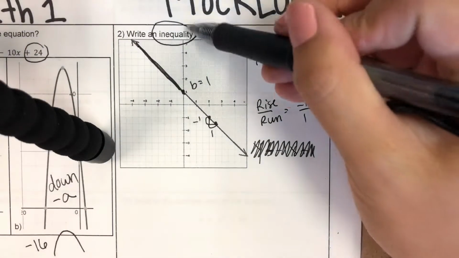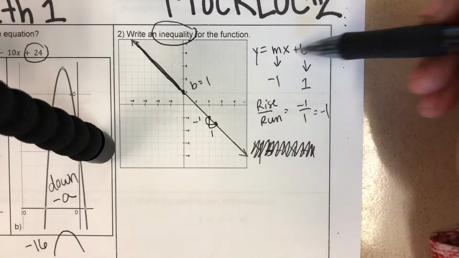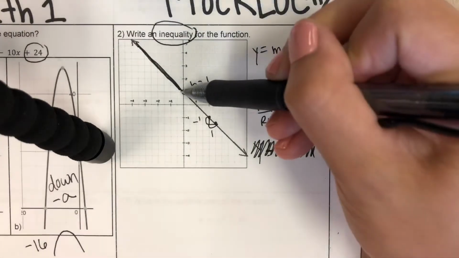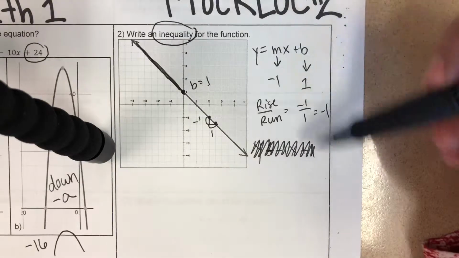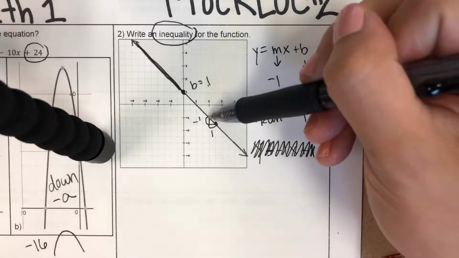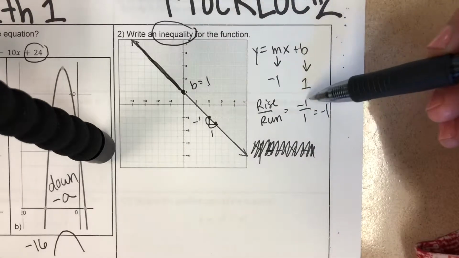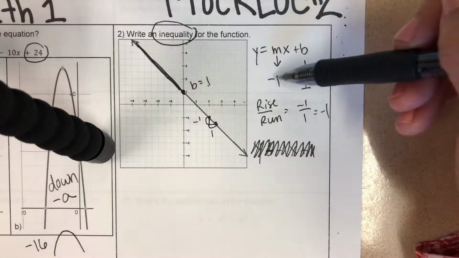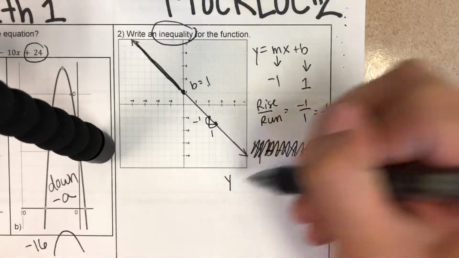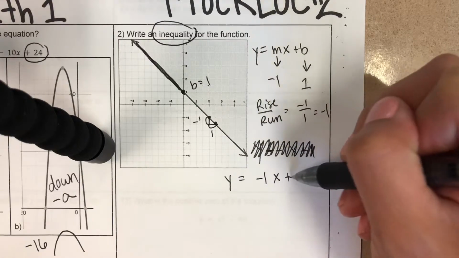Okay, this is a linear inequality, which is basically the same thing as an equation. I have my y equals mx plus b, and I got my b value because my y-intercept is 1. So for that, I put positive 1. For my m value, I did rise over run. This line goes down 1 and then over 1, so negative 1 is the rise, 1 is the run, making the m value simplify down to negative 1. My equation then becomes y equals negative 1x plus 1.